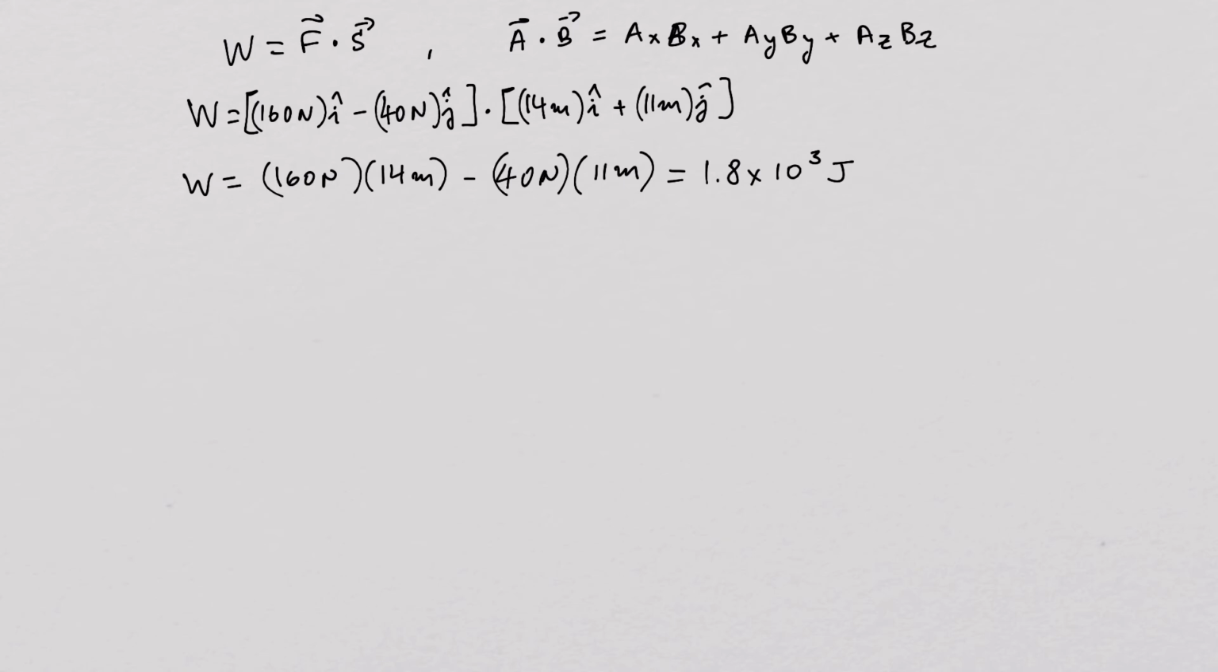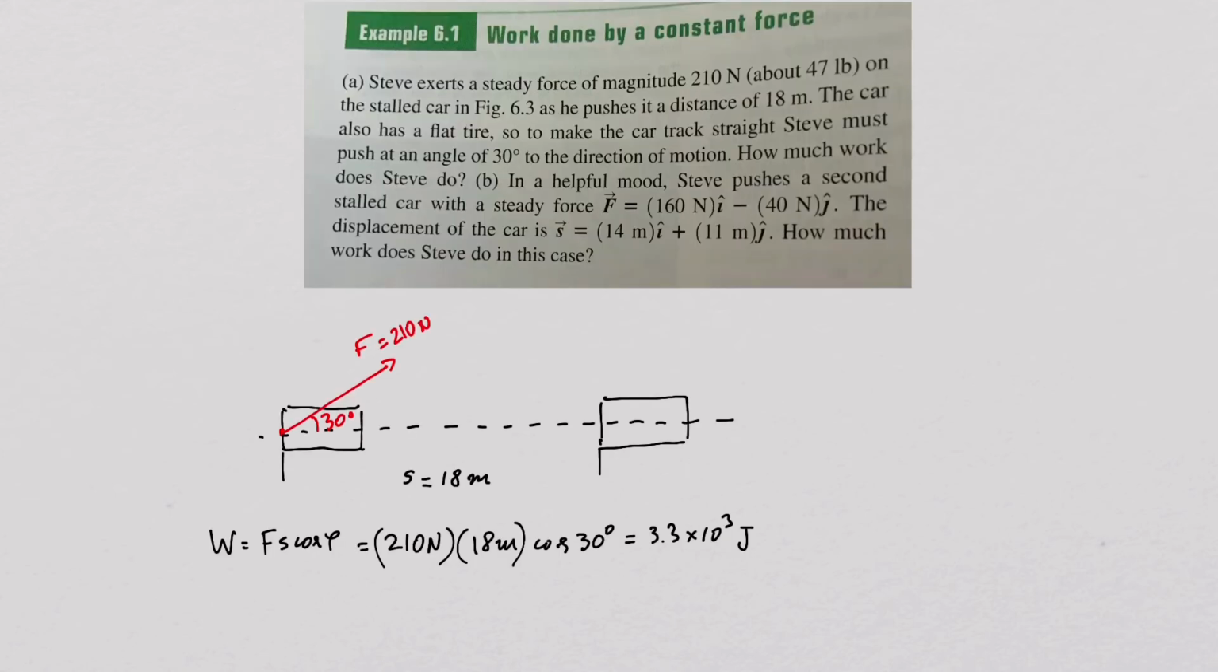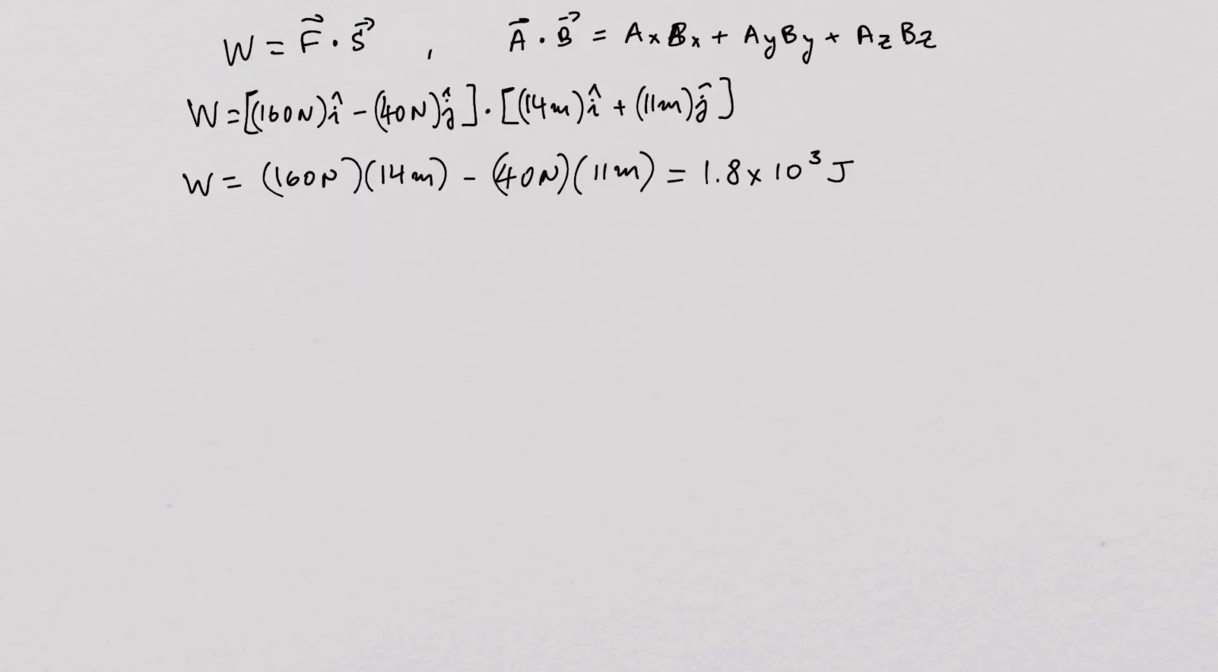So as you can see from this problem, when the information provided for the force and for the displacement is in terms of magnitudes and the angle between the two vectors, then we use that definition of dot product to calculate the work done. And when the force applied and the displacement are provided in unit vector notation, then we have to go with the dot product definition of work to calculate the result.